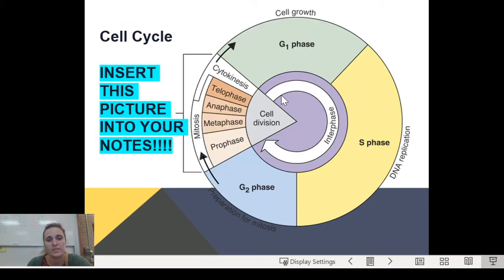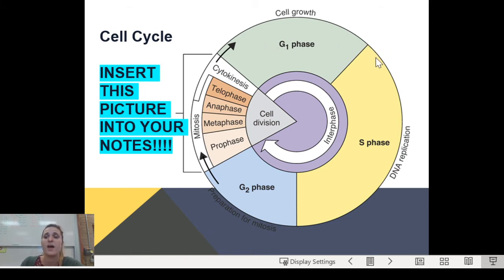All right, now is a time where I want you to pause and take a snippet. This is a super, super important graphic, so I want you to go ahead and take a snippet of this. This also exists in your textbook. But I want you to take a snippet of this and insert it into your notes as the cell cycle. Okay, again, you've got this G1 phase. The cell is going to grow. Once it's gotten big enough, it hits that checkpoint.